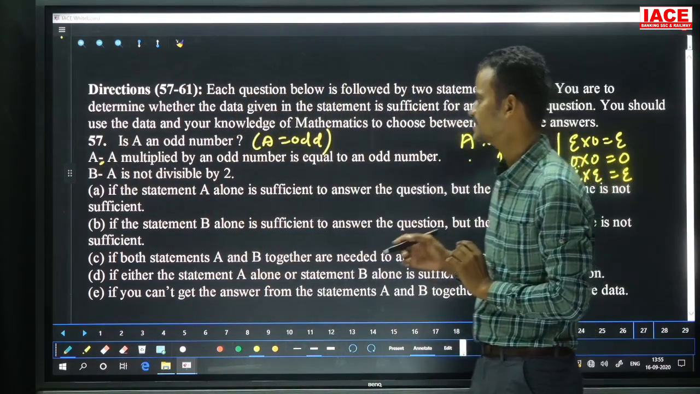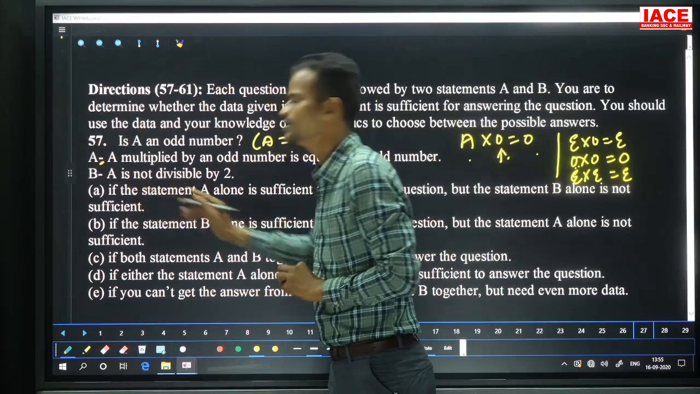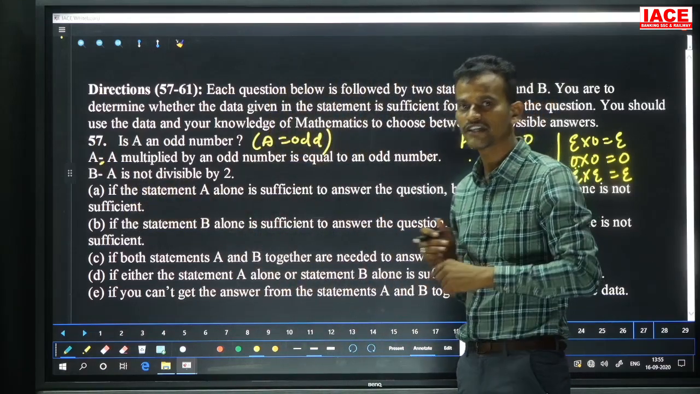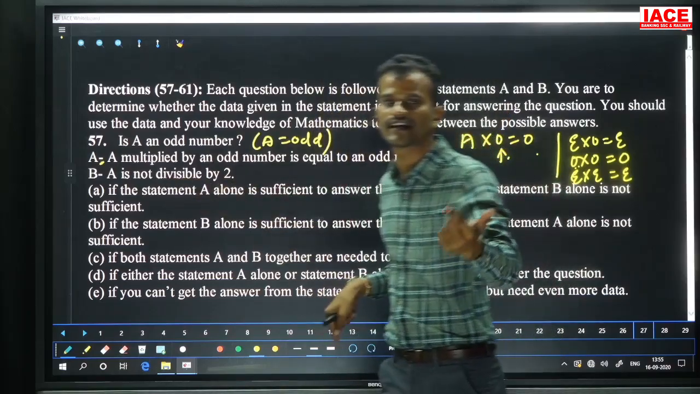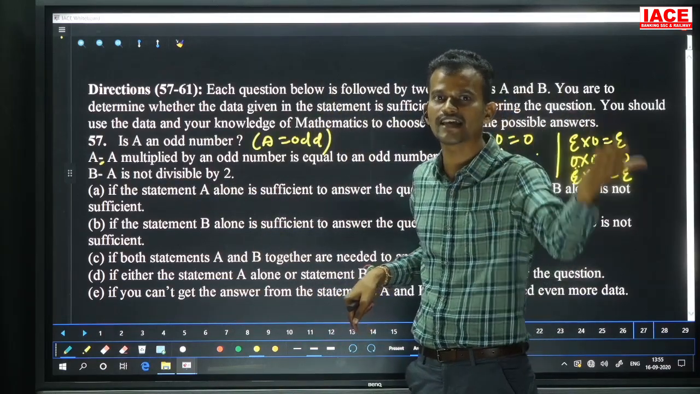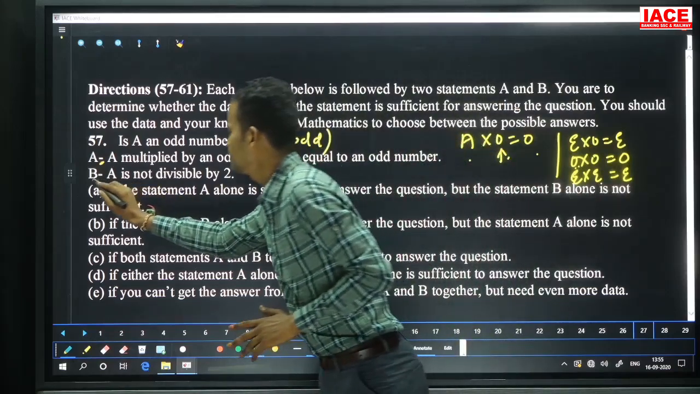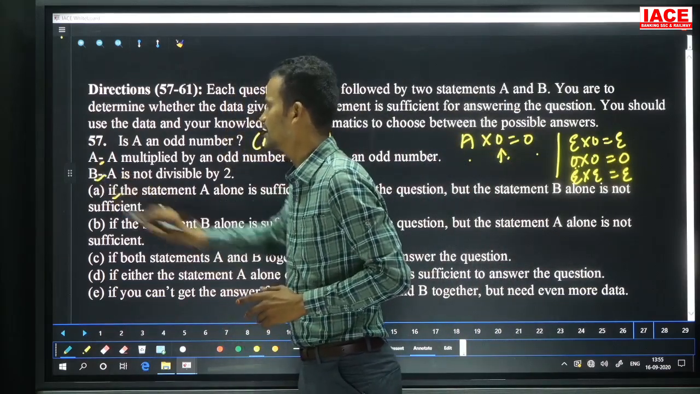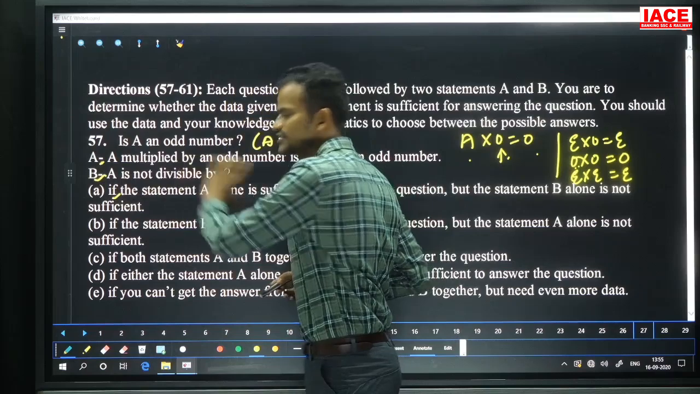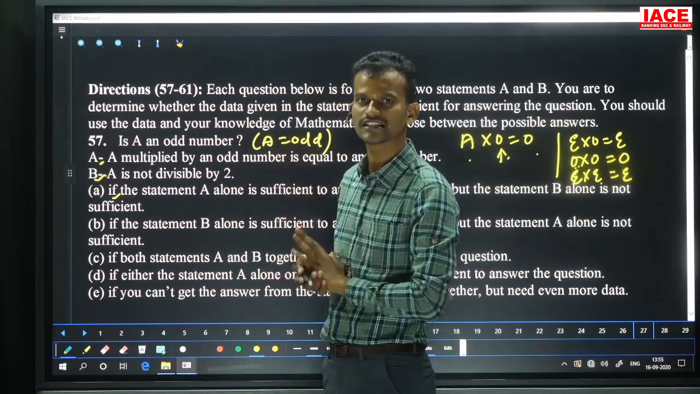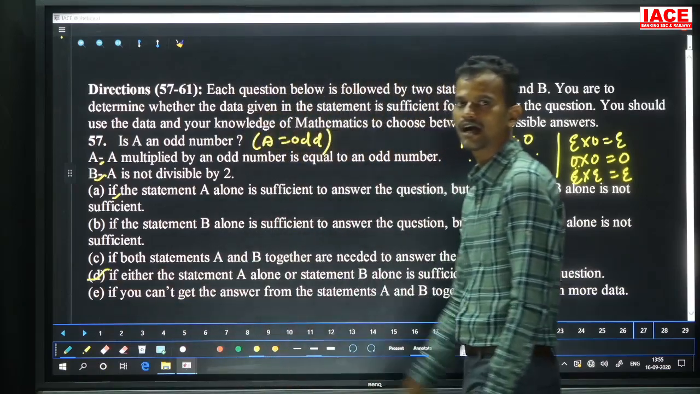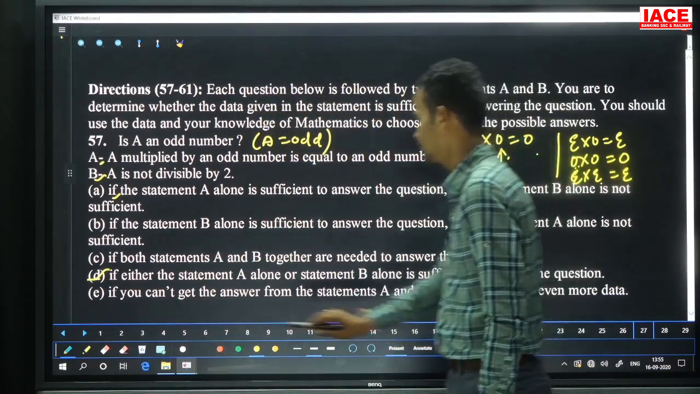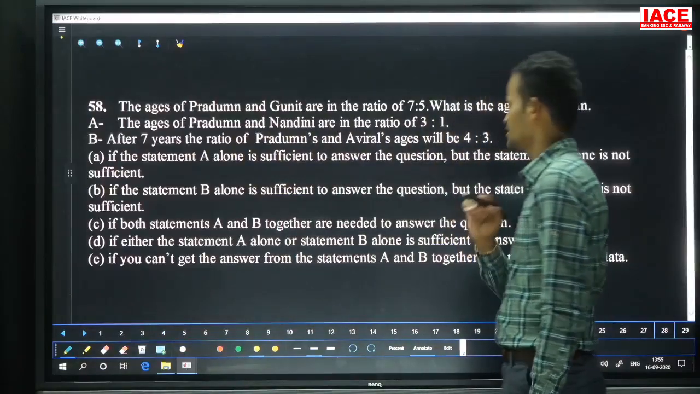Okay. See the second statement: A is not divisible by 2. That means if any number is divisible by 2, that becomes an even number. But A is not dividing by 2. That means definitely that is an odd number. So by using statement 2 also we are getting the answer. So statement 1 and statement 2, either statement is giving the answer. So what is your answer? Either statement A or statement B, any. Okay, clear? Option D. See the next question.